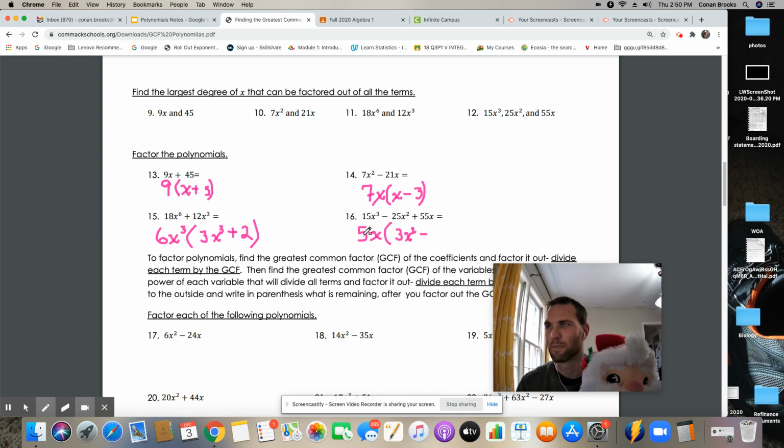Minus, that's this minus. 5, how many times does 5 go into 25? 5. And then we have 1 x on the outside. We're trying to get to 2, so we need 1 more. And then now plus, because plus. And then 5, how many 5's in 55? That's 11. And I have 1 x on the outside, I don't need to add any more. So that's GCF factored, okay?